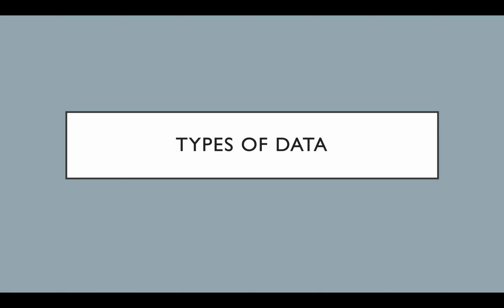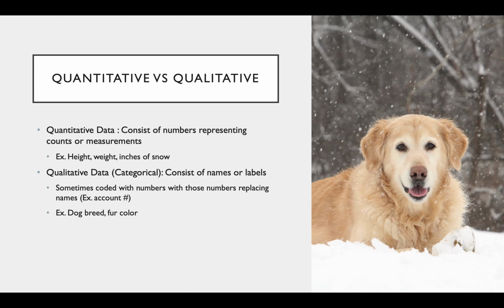In this video, we will learn about types of data. So the first thing we need to differentiate is quantitative versus qualitative. Quantitative data consists of numbers representing counts or measurement. So say we look at this picture, we could say height of the dog, the weight of the dog, inches of snow. These would all be numbers that represent measurements.